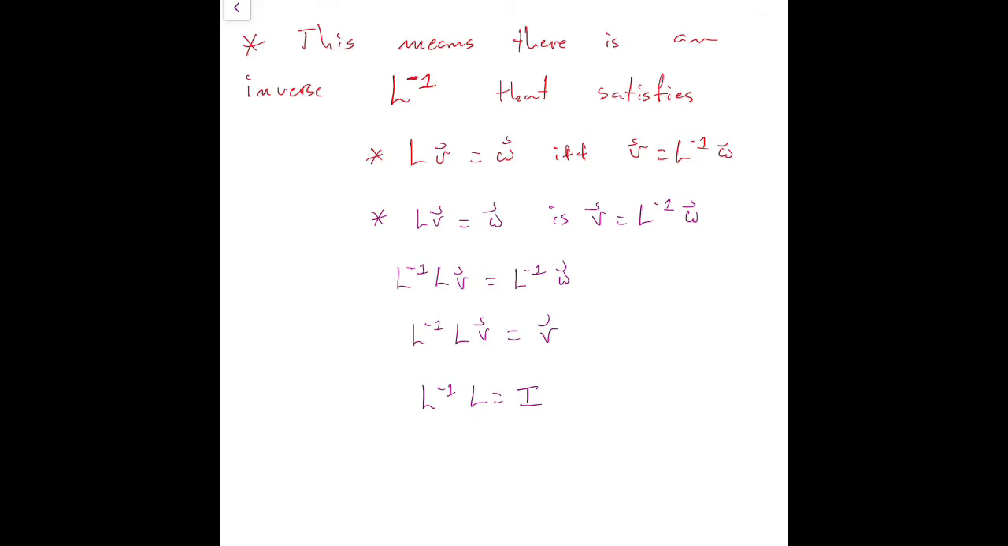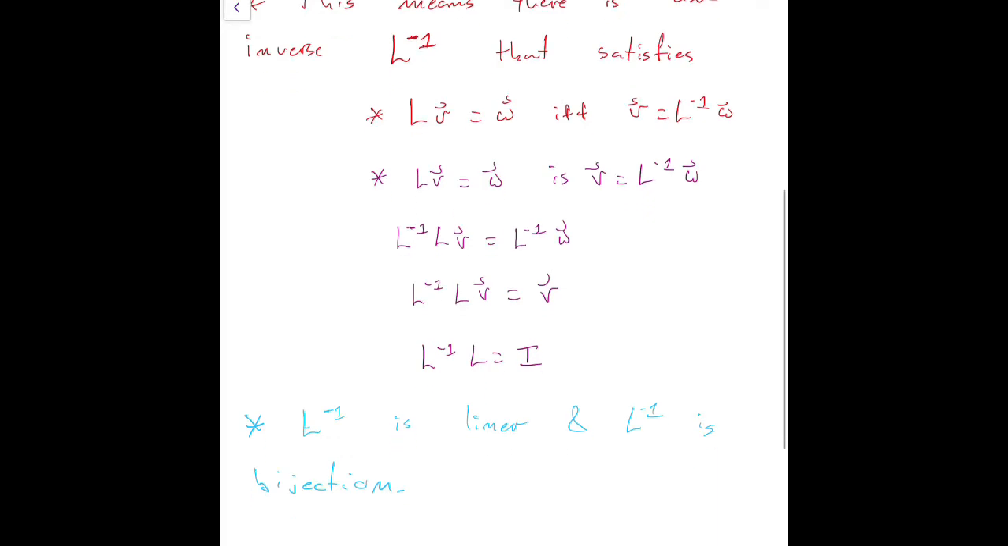Okay, now there are a couple of things to say. One, L inverse is linear, and L inverse is a bijection. For now, I think you're okay with taking my word for it, but I really think you should try to prove this. Try to prove that it's linear and try to prove that it's a bijection.